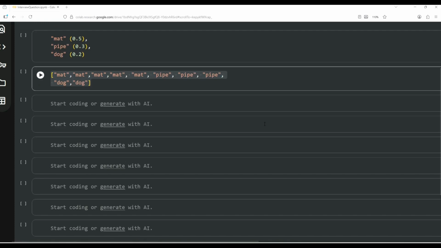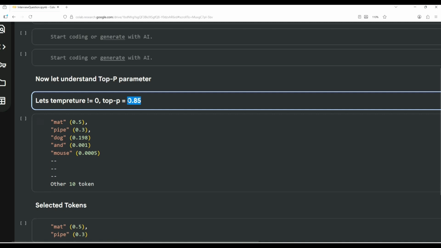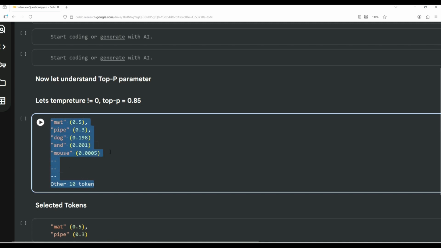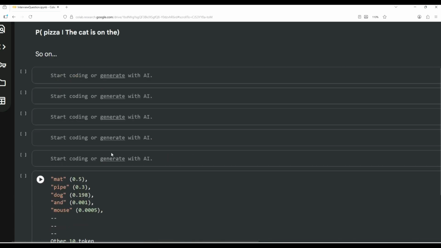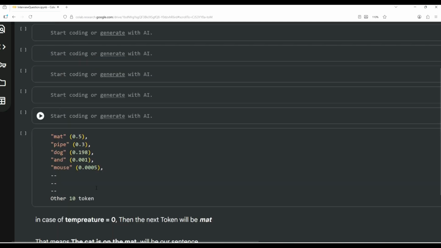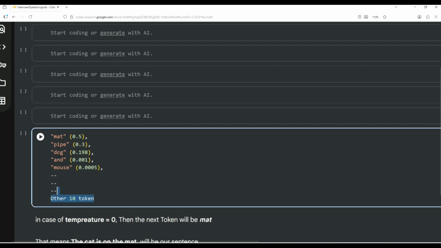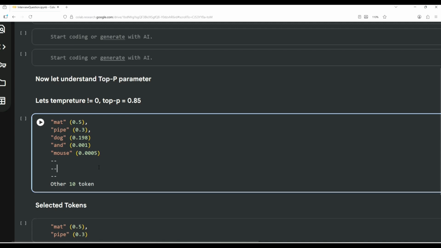Now let's understand how the top p parameter works, right? To understand the top p parameter, I have taken top p equal to 0.85. The probabilities you are seeing here are exactly the same probabilities that we got after applying conditional probability. I have exactly copied this from there and pasted it here, right?